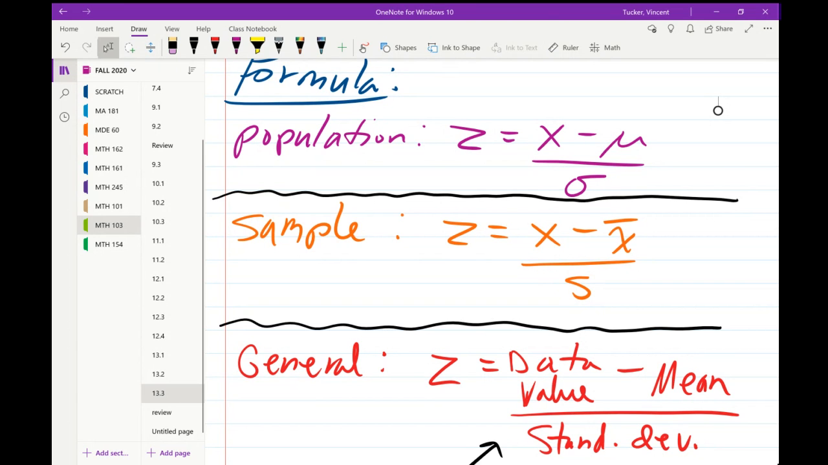So no matter whether you're dealing with your population or your sample, when we look at our general definition to find your z-score, it is your data value minus your mean over your standard deviation. Once again, these are just your symbols. Here, your general formula, what you're trying to follow, is that last one. You're looking at your data value minus the mean divided by your standard deviation.